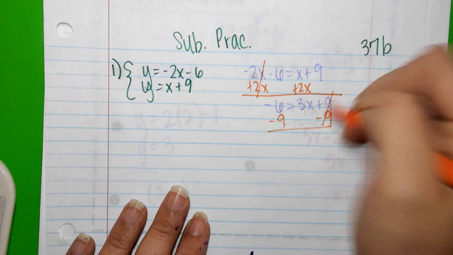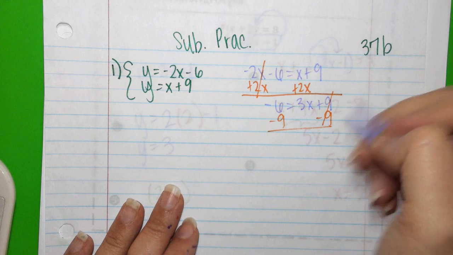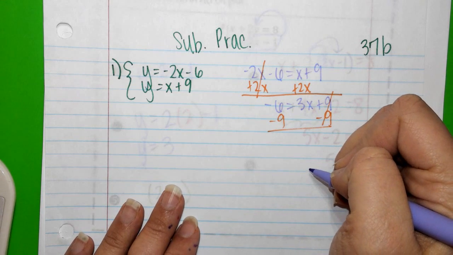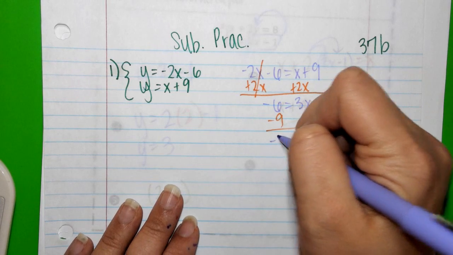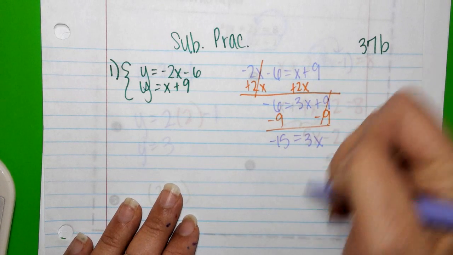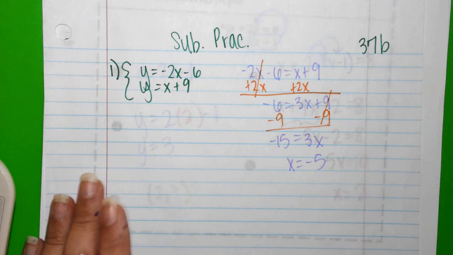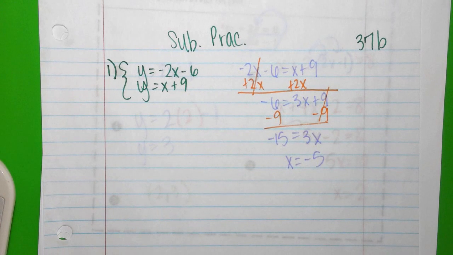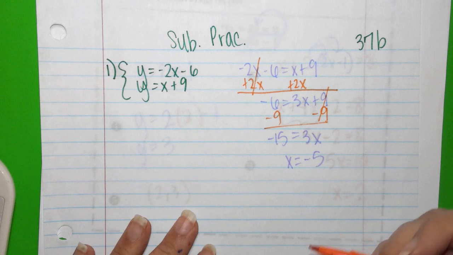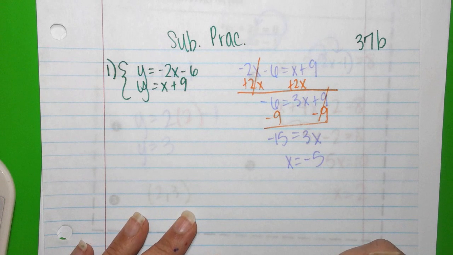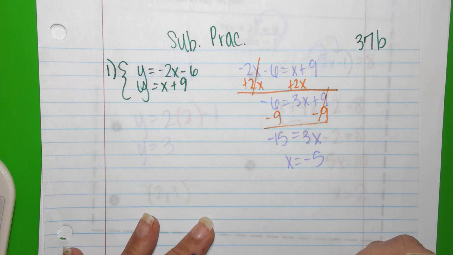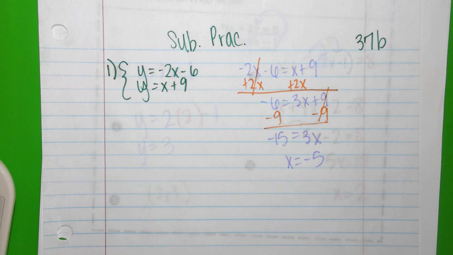Minus 9 from both sides. And you get what? Negative 15 equals 3x. So what does x equal? Negative 5. All right, now that we have x equals negative 5, what do we do to find y? Because remember our solution. Okay, Saxon. Plug it in. Plug it in where? So one of the problems. For x. Fantastic. You can have a point.